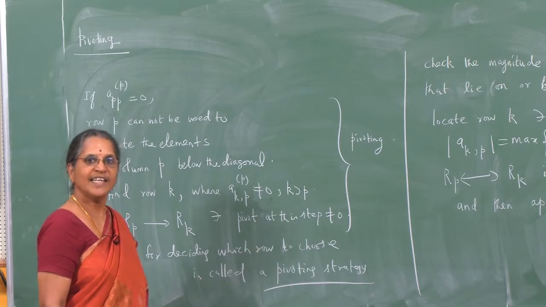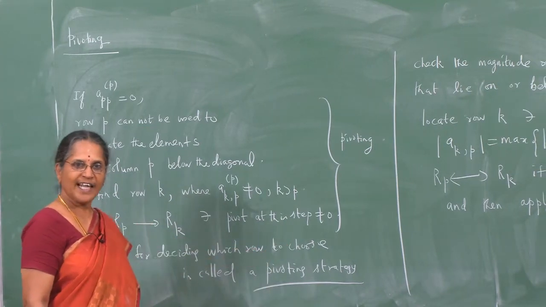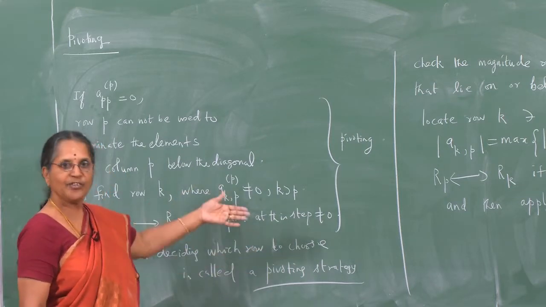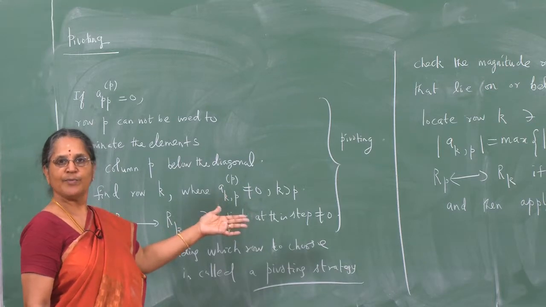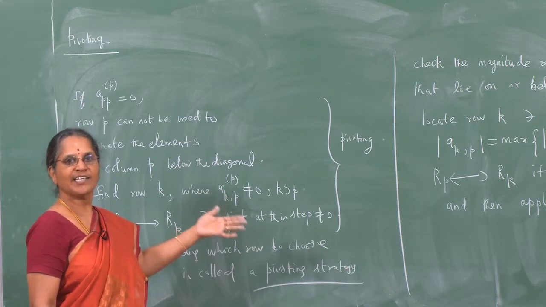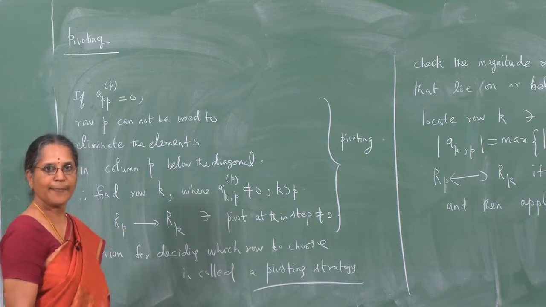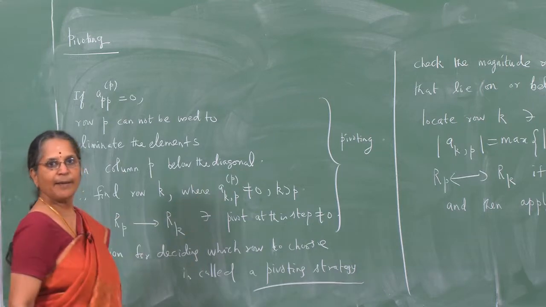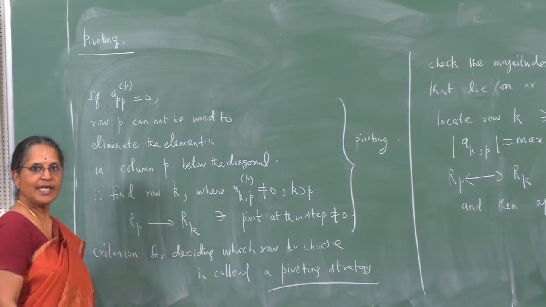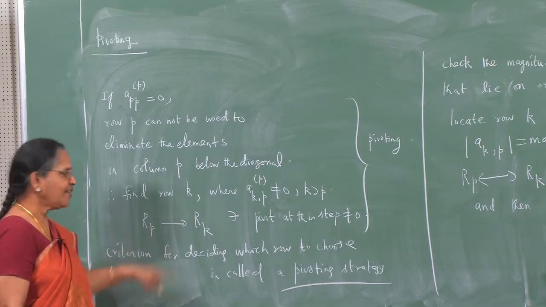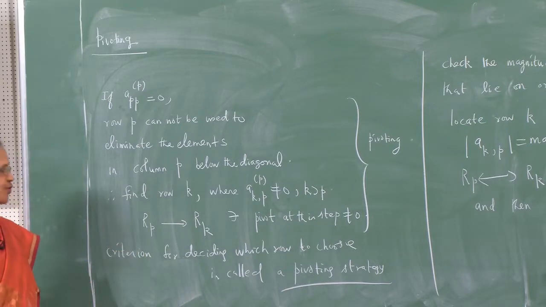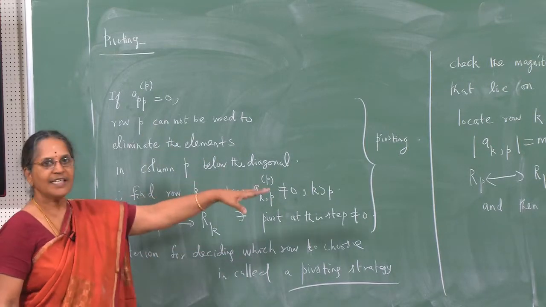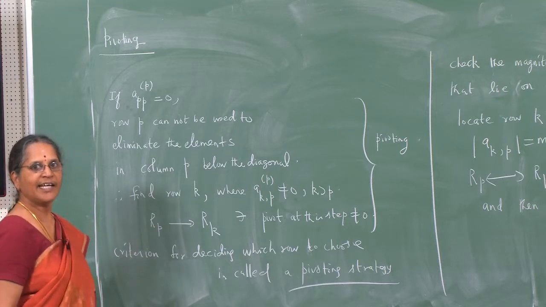Say if it appears in the kth row, choose the kth row and interchange the kth row with the pth row where the pivot turned out to be 0 at the pth stage when it has to act as a pivotal equation. If you do that, then you are essentially using a partial pivoting strategy, and the criterion for deciding which row to choose is called a pivoting strategy.